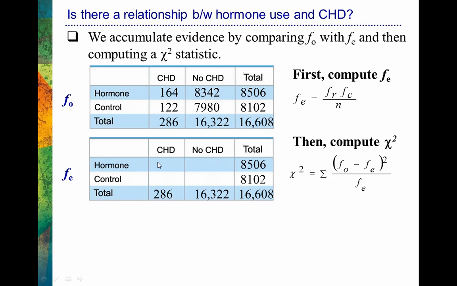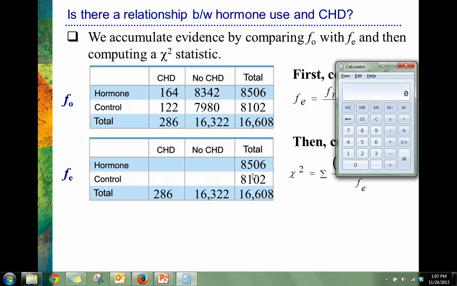So in order to find this value right here, remember this is cell 1, cell 2, cell 3, cell 4. If we're looking at cell 1, here's the row of interest, here's the column of interest. So we want to deal with those totals, and then we'll divide by our n. So we're just using this formula right here. Let's find this value together. So pull out our calculator.